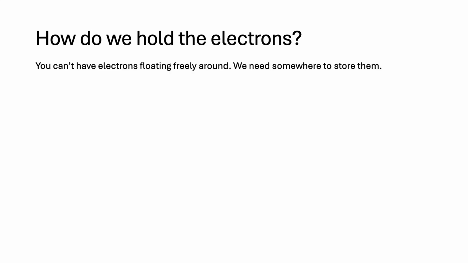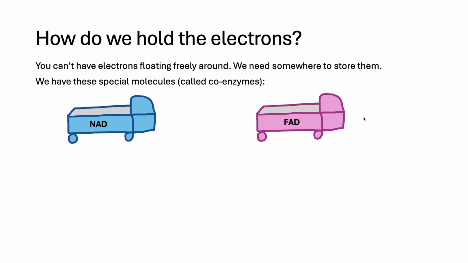Now, I want to pause and say, how do we hold the electrons? You can't have the electrons floating freely around. They are powerful things and can cause a lot of damage and unwanted reactions. We need a way to safely and carefully hold the electrons. And so what we have are special molecules called coenzymes, electron carriers if you will, that will help us hold these electrons. Let me introduce them to you. I have a blue truck and a pink truck, NAD and FAD. These are the two molecules that will help us to hold electrons.